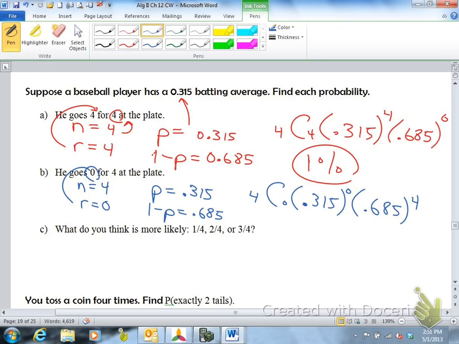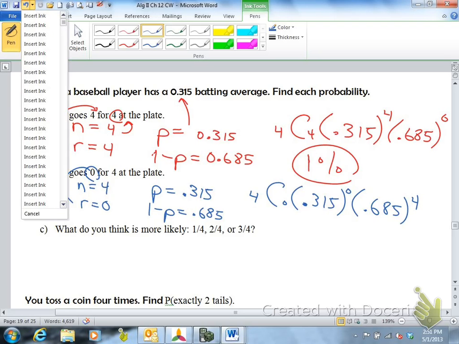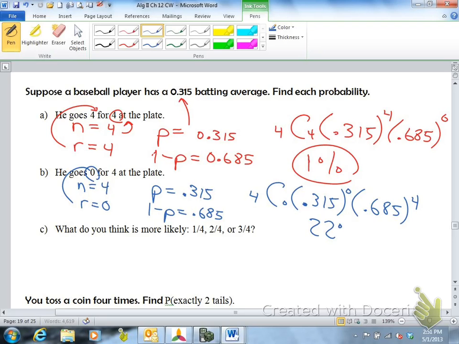And we could do that on our calculator. 22% chance that they would go 0 for 4 rather than 4 for 4.